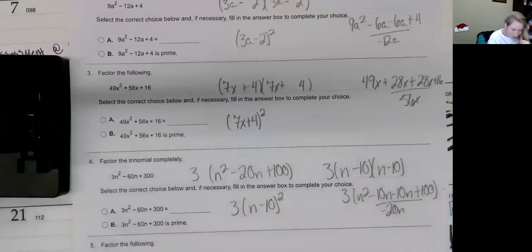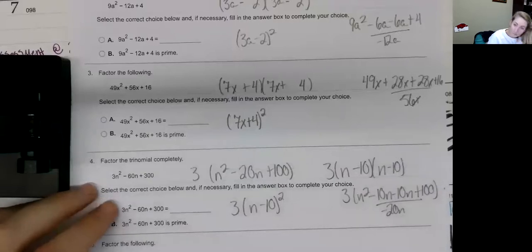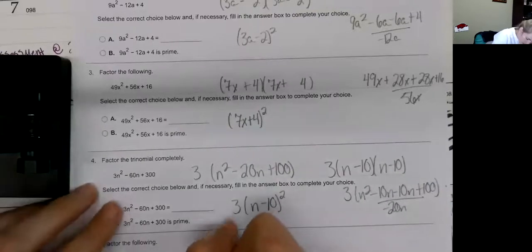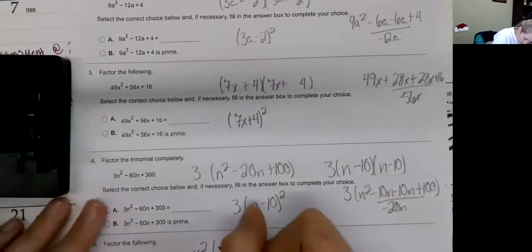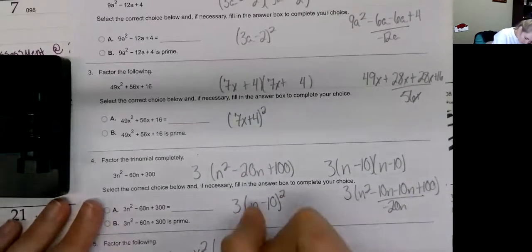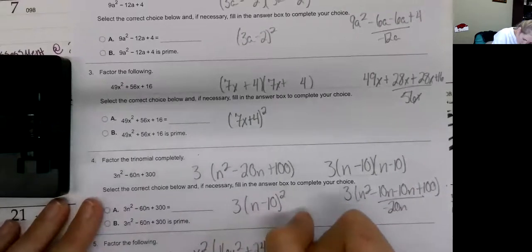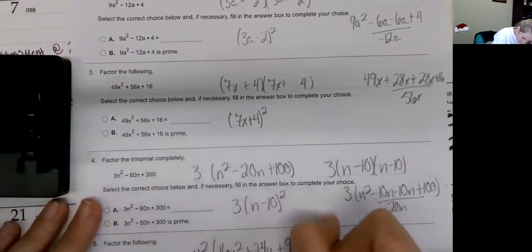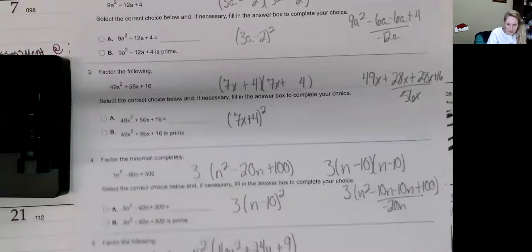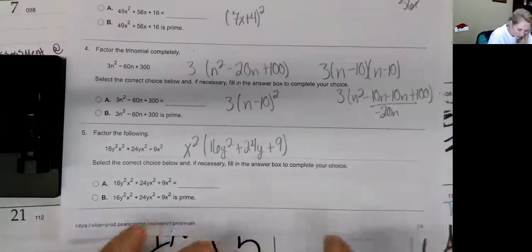Okay, 16 and 9, they both have square roots. That's what we're going to do in a minute. These all have x squared with them, so I'm going to factor out that x squared first. So I'd have 16y squared plus 24y plus 9. And then I'd take the square root of both sides to get that special product.